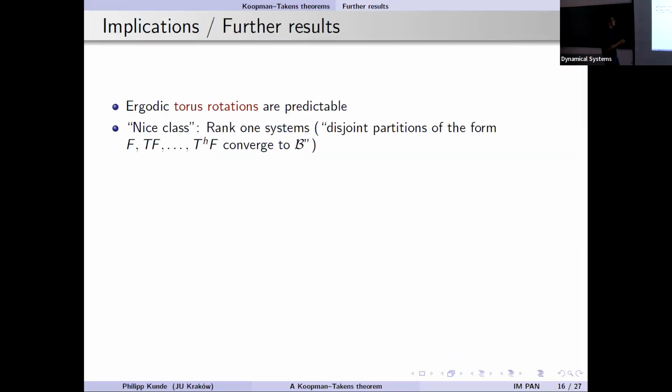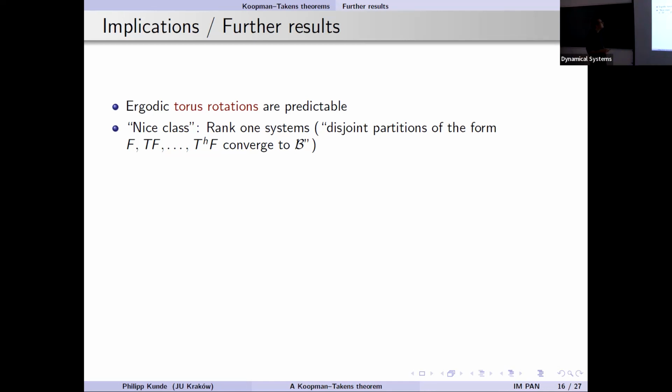Okay, so when we look at our results, or some that I mentioned, in particular, things look great for torus translations and rotations, and for those there will be a huge class of predictable observables. But there is also another nice class, for which we know that there are predictable observables.